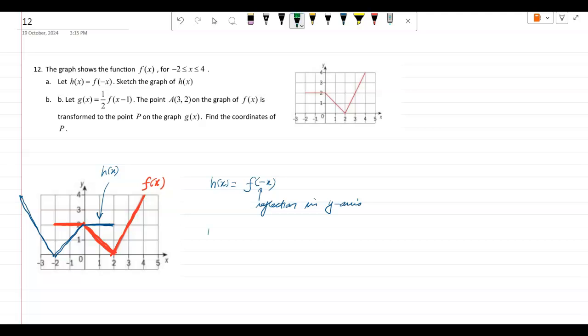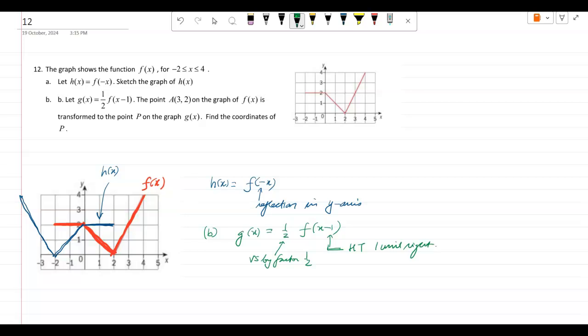Next, part B. Let g(x) equal 1 over 2 f(x) minus 1. So tell me what it is first. Always when this comes in, you put it down. What is it? It's a vertical stretch. Vertical stretch by factor 2 or 1/2. And then vertical translation 1 here, right? Horizontal translation, sorry, horizontal translation. You mix some words. I know it, but you say it wrong.